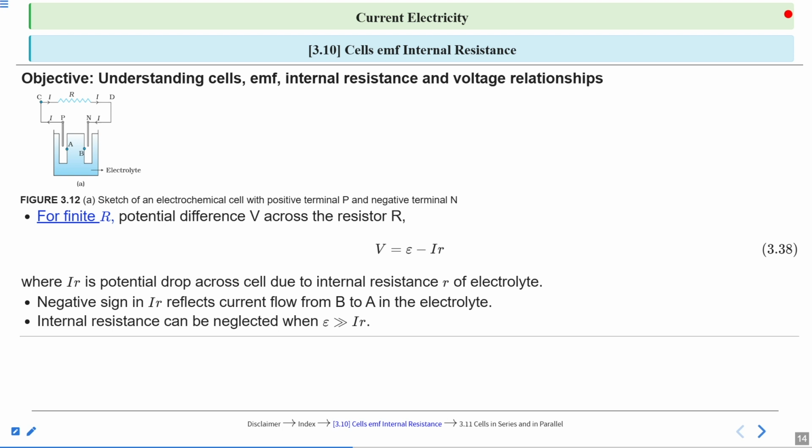So internal resistance can be neglected when the EMF is much greater than Ir. The EMF will be greater than the potential drop across the cell. If the value of EMF is much greater than this potential drop, then internal resistance can be neglected. So V equal to IR we use in many applications and numerical solving, and we generally neglect the value of internal resistance. But if it is of significant value, we have to take it into account.